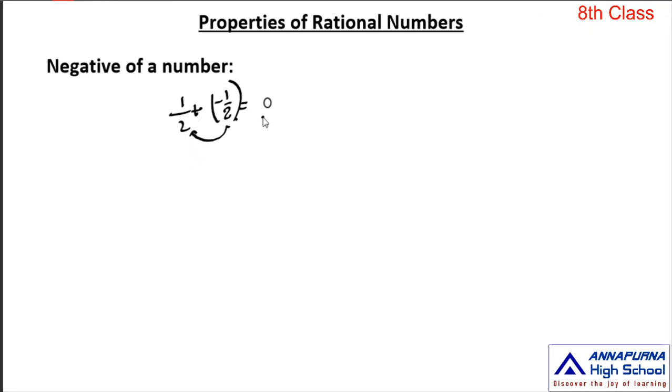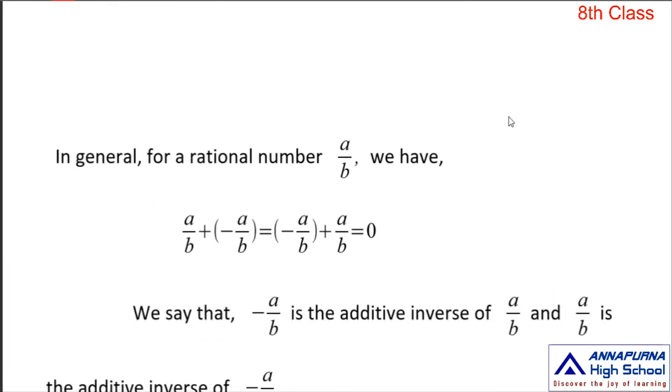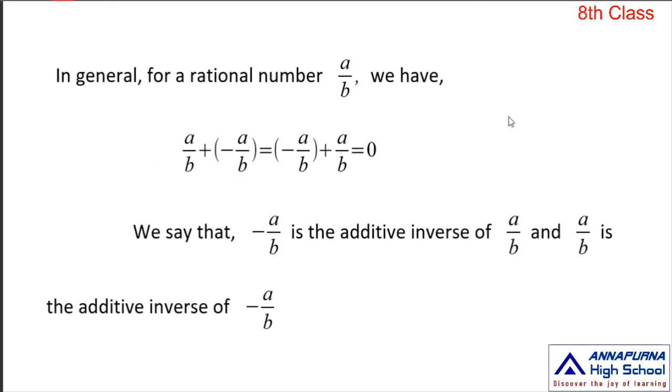Here the identity element is the most important. Okay, and this minus 1 by 2 we call the additive inverse of 1 by 2, and this 1 by 2 we call the additive inverse of minus 1 by 2. So in general we say for a rational number a by b, we have a by b plus minus a by b is equal to minus a by b plus a by b is equal to 0. So we say that minus a by b is the additive inverse of a by b, and a by b is the additive inverse of minus a by b.